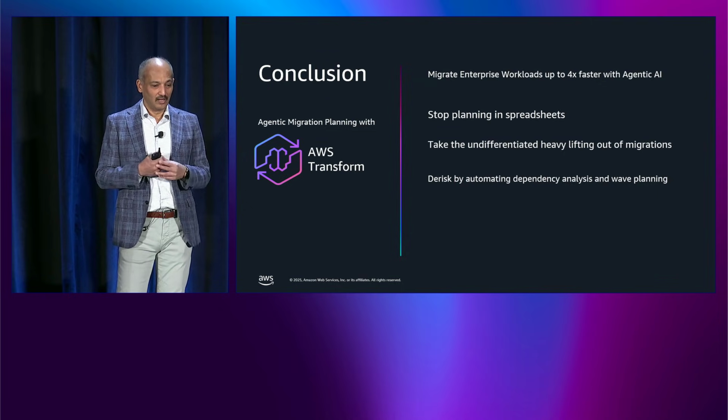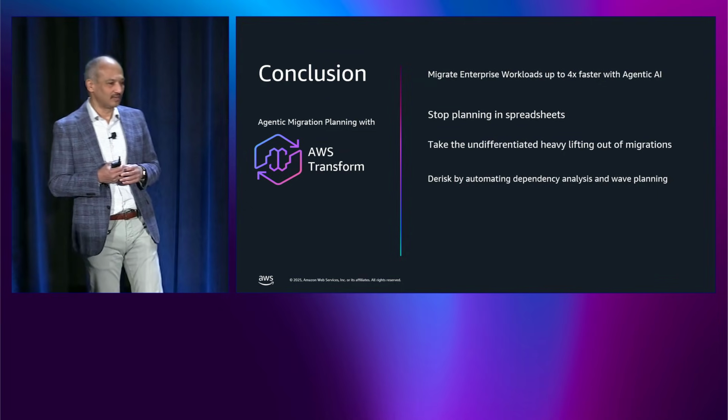So to conclude, with this kind of agentic AI, I would say 4x is even underselling it a little bit, but you can migrate large enterprise workloads at least 4 times faster with agentic AI. You don't need to use spreadsheets anymore. You don't need to use any kind of files. Just use natural language to interact, and the agent will create the files for you.